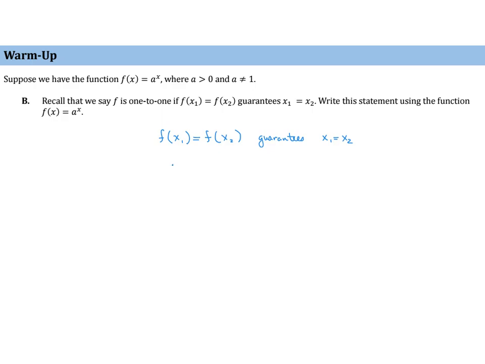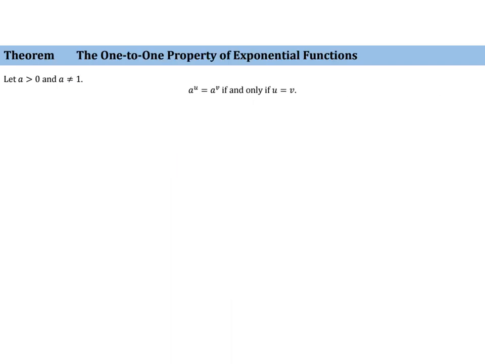So f of x1 would be a to the x1. f of x2 would be a to the x2. If we have those two exponentials equal, then that means that x1 is equal to x2. If two exponentials are equal, it's because the exponents were the same. Let's look at that rule. It's called the one-to-one property of exponential functions. If a to the u equals a to the v, then that's true as long as u equals v.